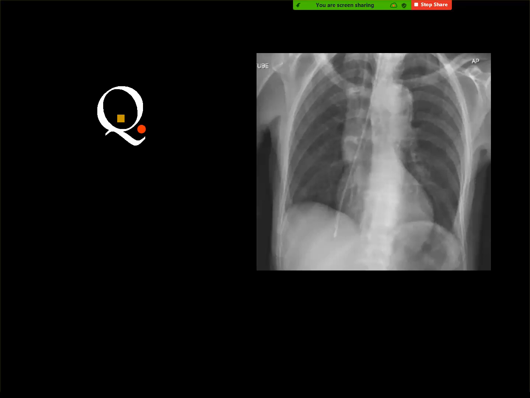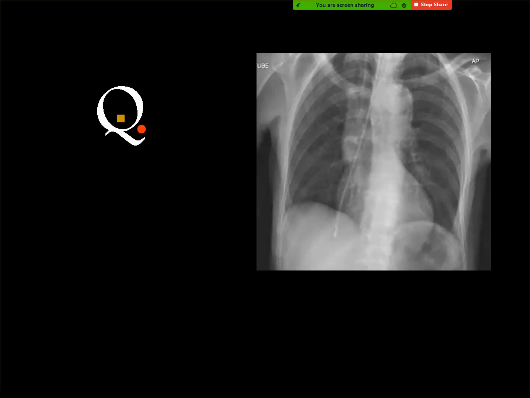Enlargement of lymph nodes. Where? In the right mediastinum. Yes, right side, hilum. And remember that this chest is not well centralized, and it is markedly rotated. Malposition. Yes.